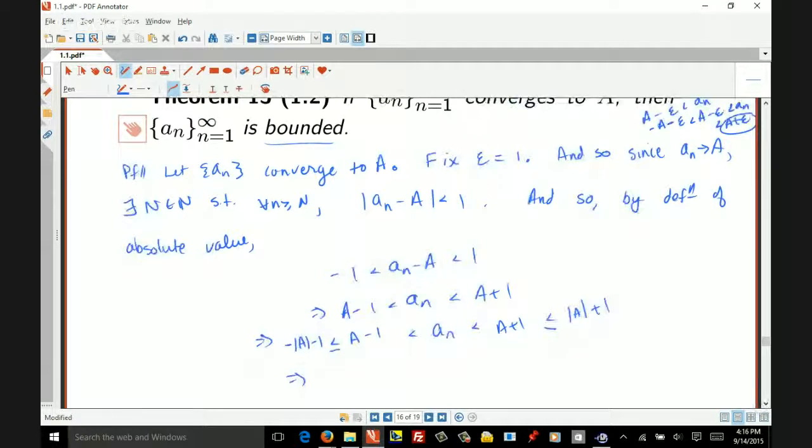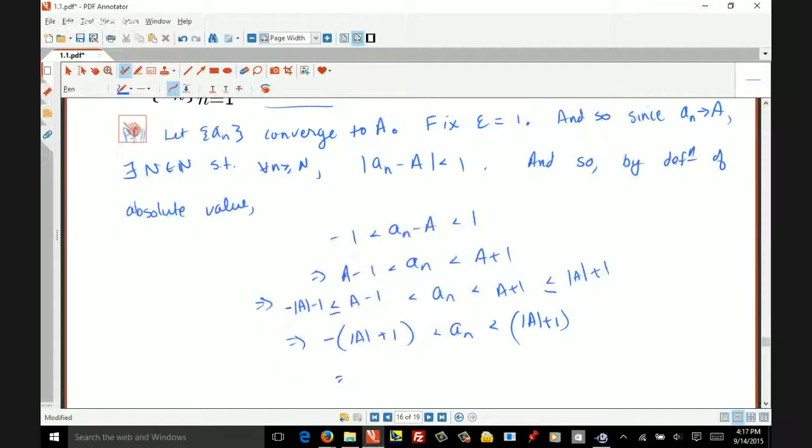Watch very carefully. That says minus the absolute value of a plus 1, because I'm going to factor it out, is less than a_n, is less than the absolute value of a plus 1. I have the same thing on each side except one is negative and one is positive. So a_n is less than the absolute value of a plus 1 in absolute value. This is for all n greater than or equal to capital N. So the last infinite number of terms all satisfy this. Now the only thing I have to worry about is the first finite number of terms.